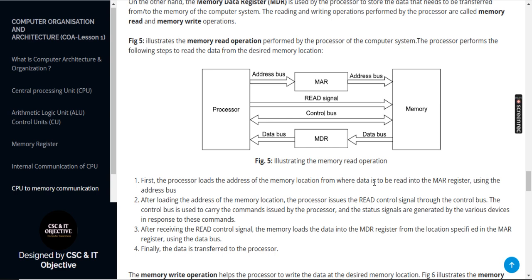After loading the address of the memory location, the processor issues the read control signal through the control bus. The control bus is used to carry the commands issued by the processor, and the status signals generated by the various devices in response to these commands. After receiving the read control signal, the memory loads the data into the memory data register from the location specified in the memory address register using the data bus. Finally, the data is transferred to the processor.